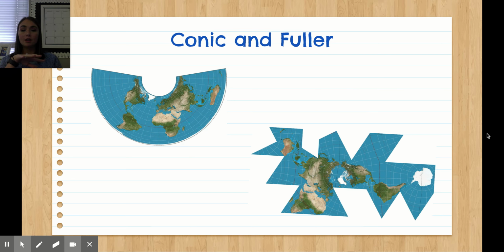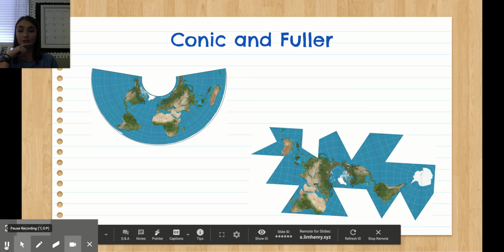So those are the types of map projections and the reasons maps are distorted. So make sure you answer the question underneath this video, and if you get it all right, you'll move on to the next topic. But if you don't, then you'll watch a review video, and then you'll move on. So make sure you go and do that, and I'll see you at the next topic.